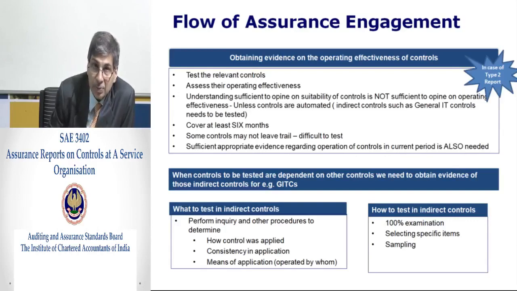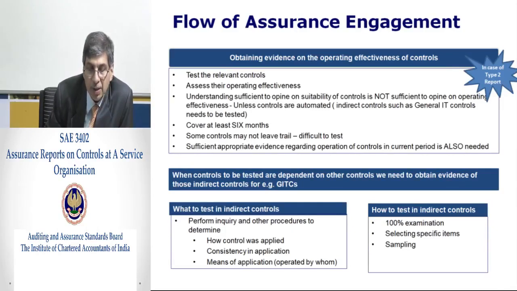The testing should cover at least 6 months for him to really comment or give a reasonable assurance on those controls. Some controls may not leave a trail; they may be difficult to test. We need to factor such controls as part of his overall control assessment. And he would also need to have sufficient appropriate audit evidence regarding the operation of those controls in the current period.